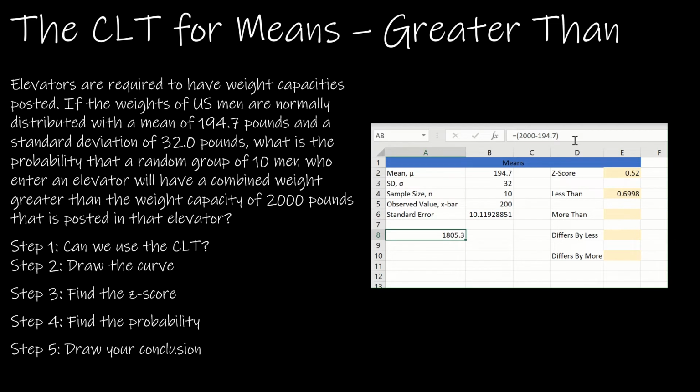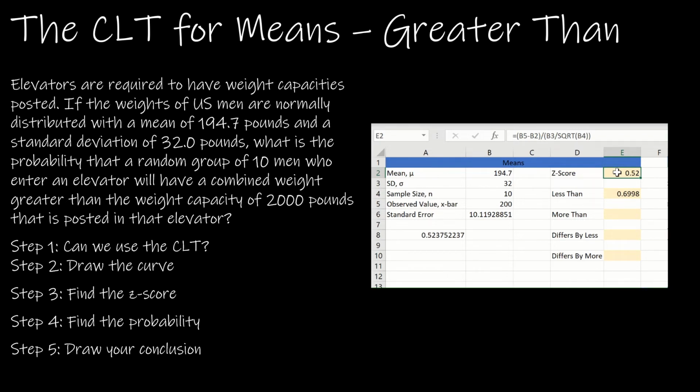And then, of course, I would take that divided by, because we're dealing with a group, a sample, I wouldn't divide it by 32. I would divide it by 32 divided by the square root of the sample size, which is 10. And so that would give me, oops, I did something wrong. Hold on. I forgot to change the 2,000 to 200. And so now that gives me the z-score of 0.5235 and so on. Now, that's the same z-score that I got here, again, because I'd already set it up to find the z-score.